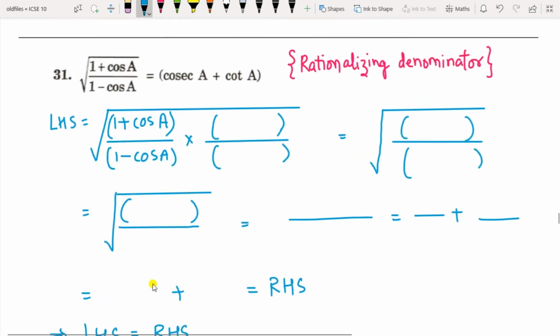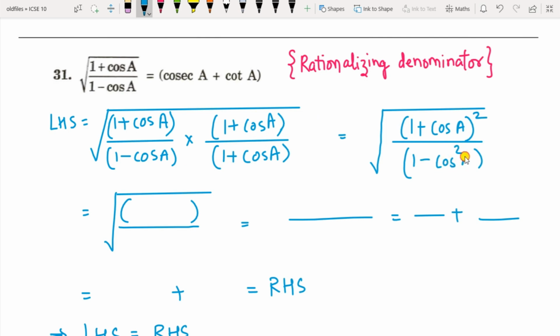Question 31st. This is under root of 1 plus cos A upon 1 minus cos A. You have to prove it equal to cosec A plus cot A. So here also we are going to rationalize the denominator. The denominator is having a minus sign. You have to multiply with the plus, 1 plus cos A, and to the numerator also 1 plus cos A. This becomes A plus B, A minus B, and this is 2 times plus, means whole square. So 1 plus cos A the whole square, and this will be 1 square minus cos square A.